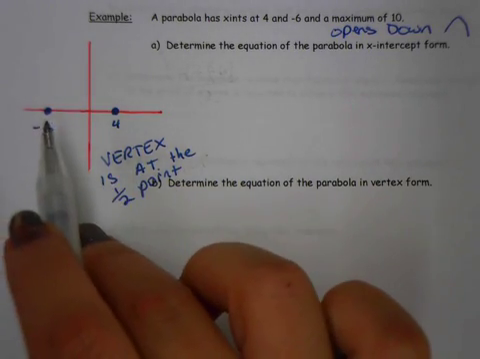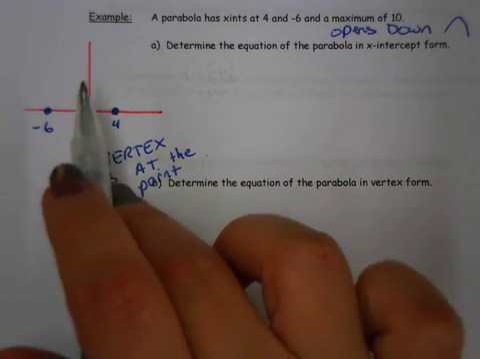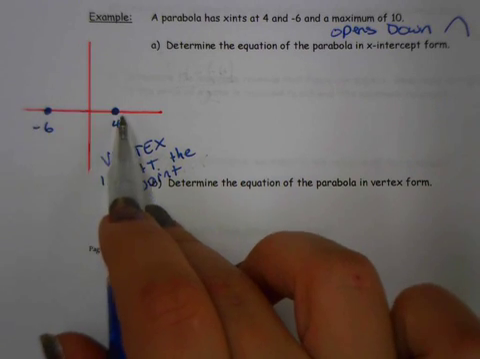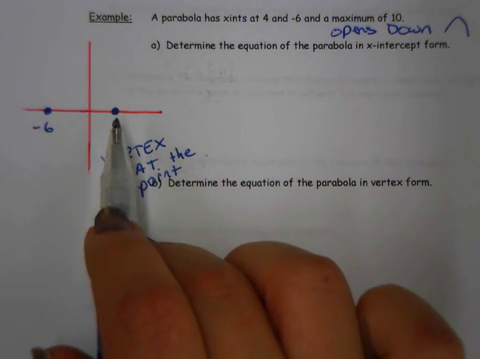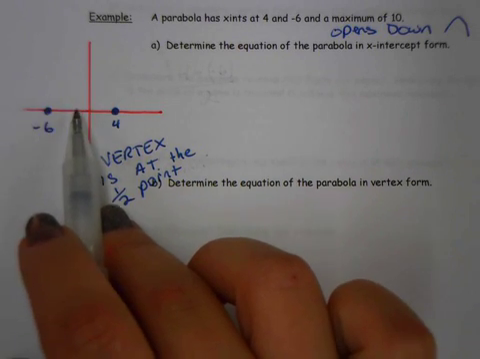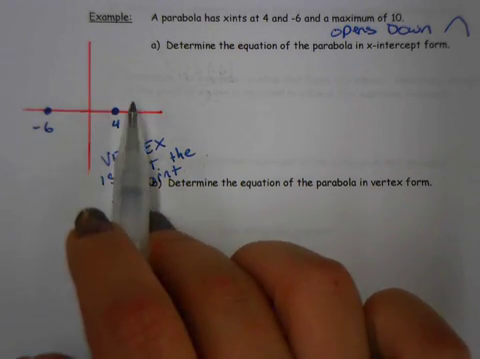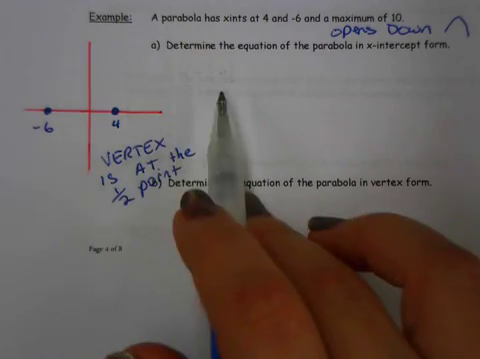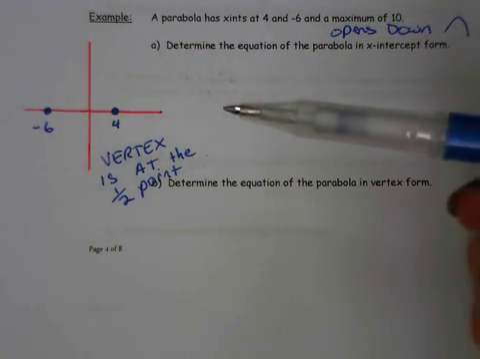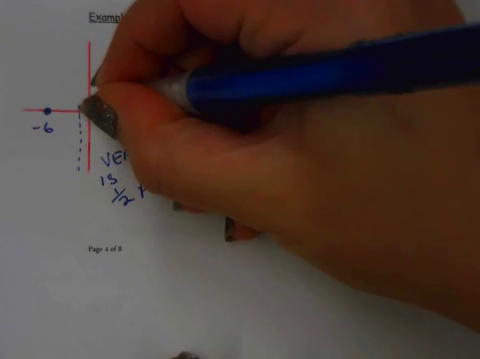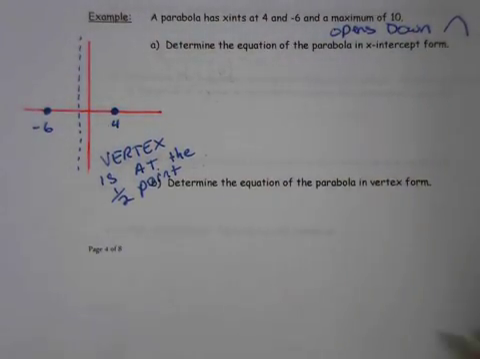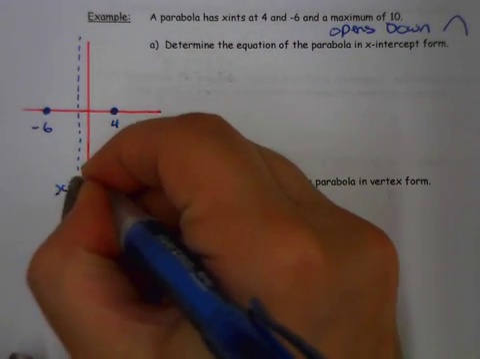I tend to just count and find my middle, so I can tell that there are 10 spaces in between -6 and 4. -6, -5, -4, -3, -2, -1, 1, 2, 3, 4. It would be 10 steps, so if I count 5 in from either side, I should be able to find my midpoint, which is at x equals -1.